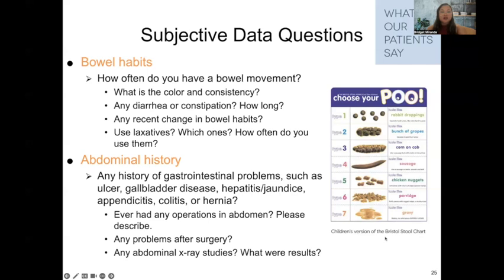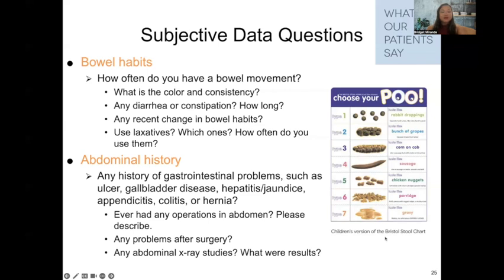You also want to talk about laxatives and constipation or anti-constipation medications. Are they using a stool softener? How often are they using them? How long has it been? And are they effective or not? And this goes back to their diet as well.